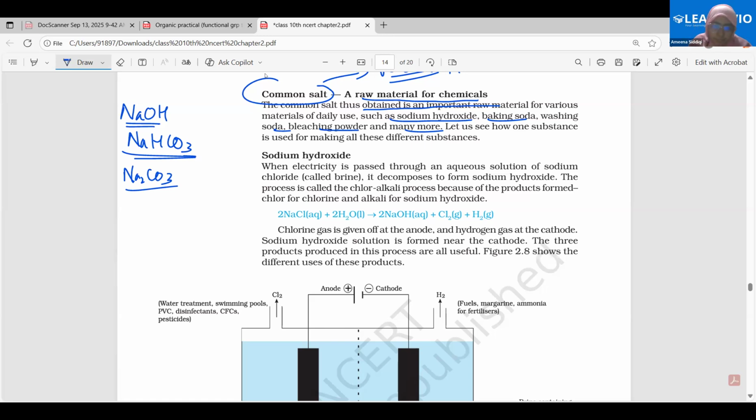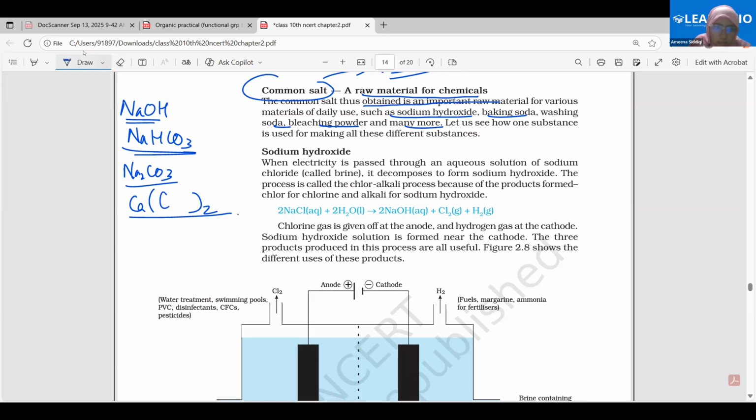Bleaching powder, important. Bleaching powder is Ca(ClO)2. Write the chemical name: calcium hypochlorite. The chemical name for bleaching powder is calcium hypochlorite. Now these should be clear because that is what we are going to discuss. We are going to discuss the formation of all of these compounds.